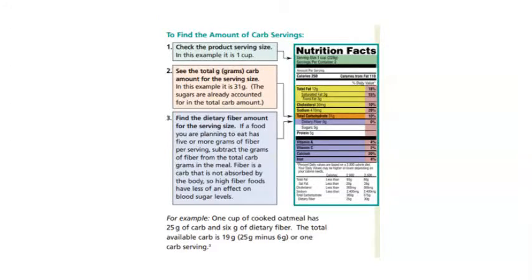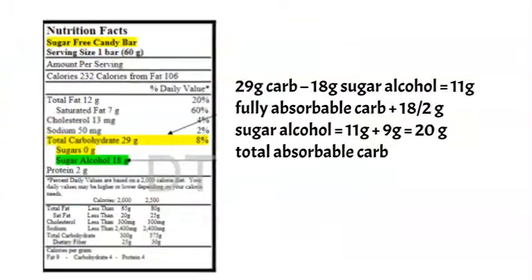Then we have sugar alcohols like sorbitol that aren't completely absorbed. We're going to estimate about half of sugar alcohols will be absorbed to impact blood glucose. When we look at the label at the far right, we see we have 29 total grams of carb with 18 grams of sugar alcohol. So that means we're going to have 11 grams of totally absorbable carbohydrate. We're going to absorb about half of that 18 grams of sugar alcohol, or about 9 grams. So the total amount of absorbable carbohydrate to impact blood glucose in this example is the 11 grams of absorbable carb plus 9 grams of sugar alcohol to total 20 grams total absorbable carb.